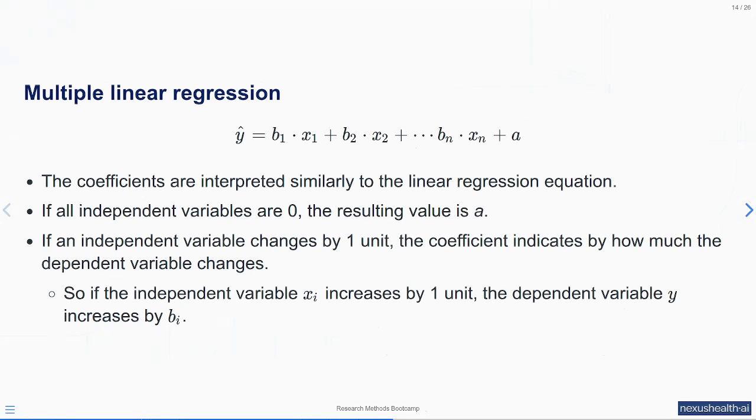These coefficients are interpreted similarly to the linear regression equation. So if all independent variables are 0, the resulting value is a. If an independent variable changes by 1 unit, the coefficient indicates by how much the dependent variable changes. So if the independent variable xi increases by 1 unit, the dependent variable y is going to increase by bi, and that's what the coefficient tells us, and that's how we're able to interpret the meaning of the coefficient in linear regression.